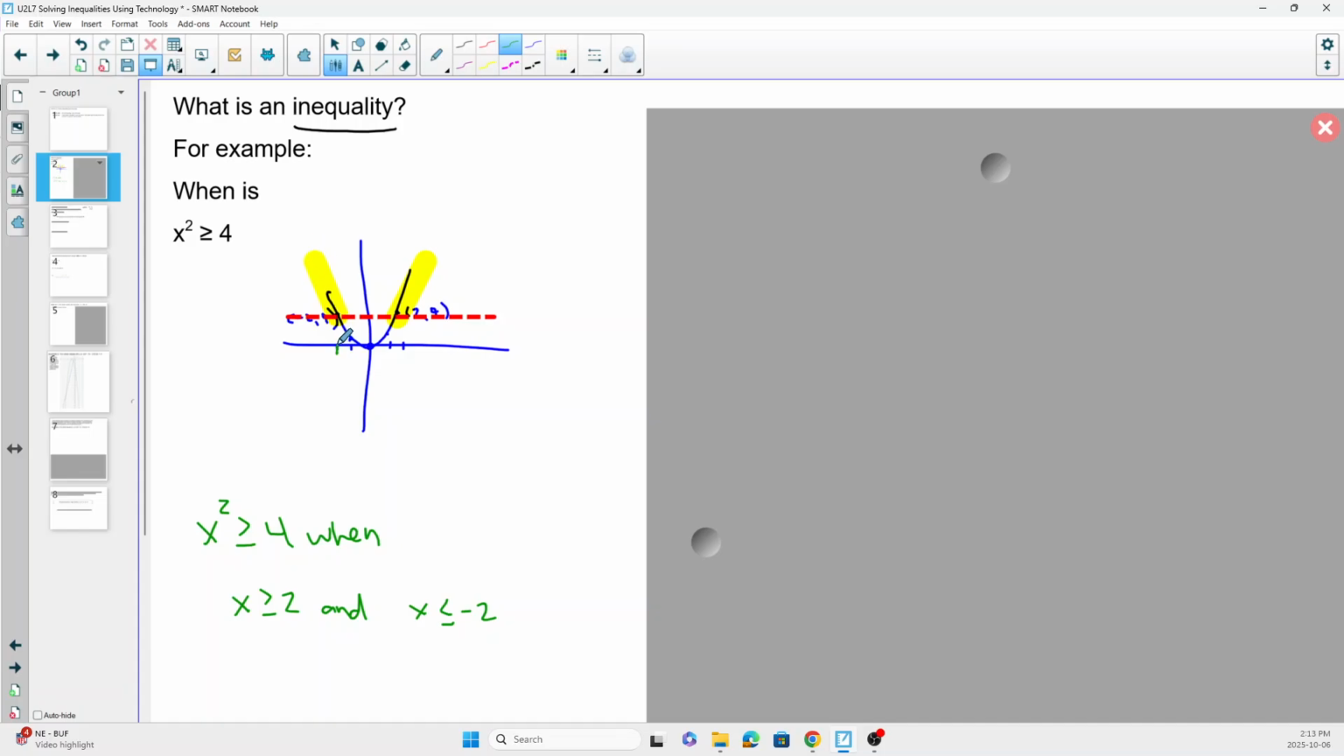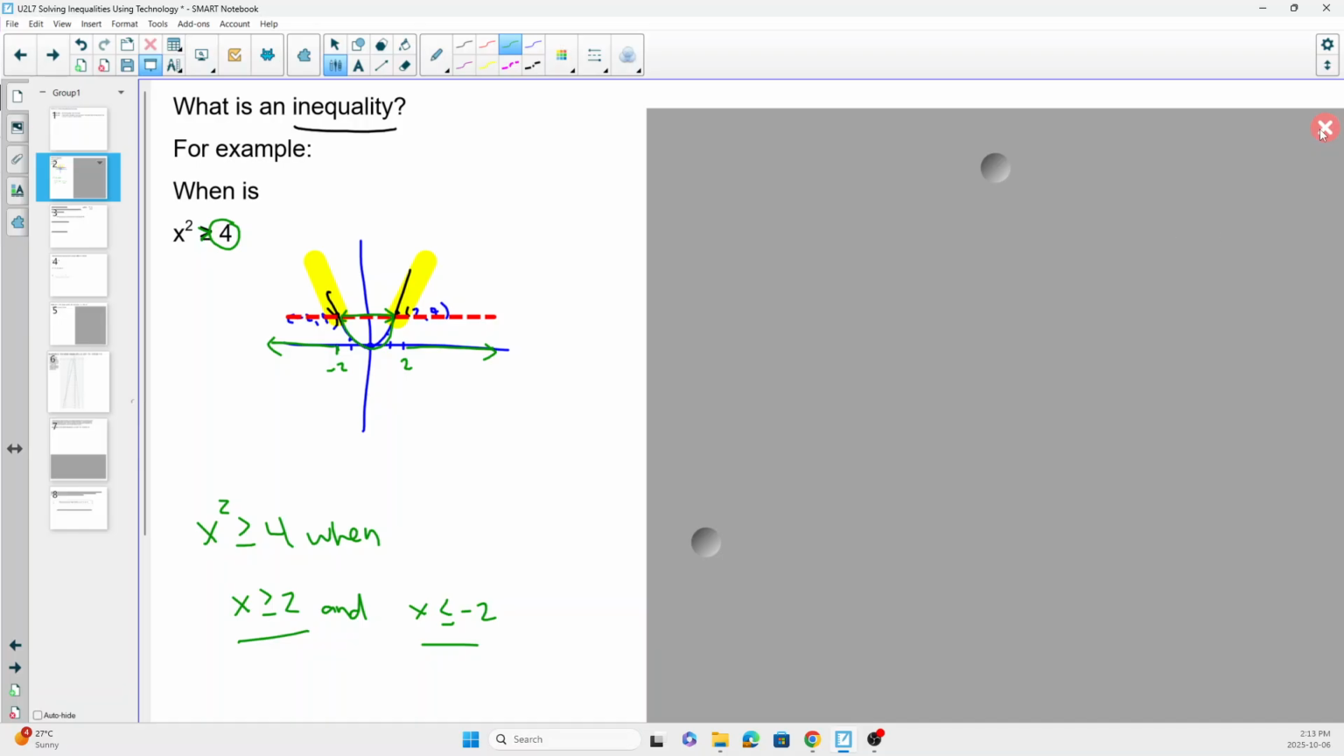It happens anywhere from here at negative 2, and any other value we could possibly sub in that is less than negative 2 would give back a function value that's greater than 4. And for any value that we sub in, including 2, and anything greater than that, is again going to give a function value back that's greater than 4. If we sub in anything in between there, we are going to get a function value that is less than that red line, which is 4. So that's how we could write it using what we call inequality notation.